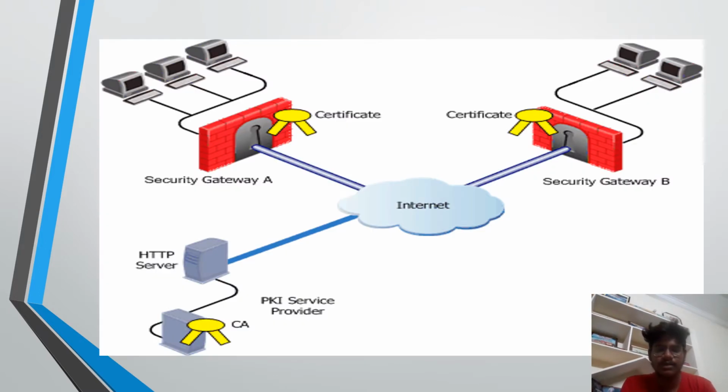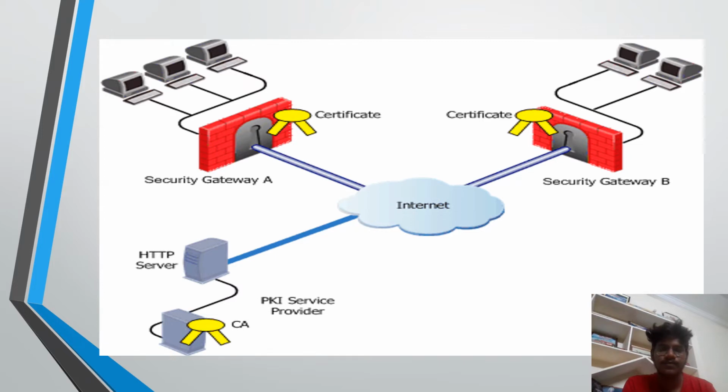In this picture, we can see that the HTTP server has a certificate, and that certificate is going to the internet. And here security gateway A and security gateway B will be testing whether the certificate is valid for the user or not, and it will be revoked if not. And here in the security we can see the verification through the online internet.